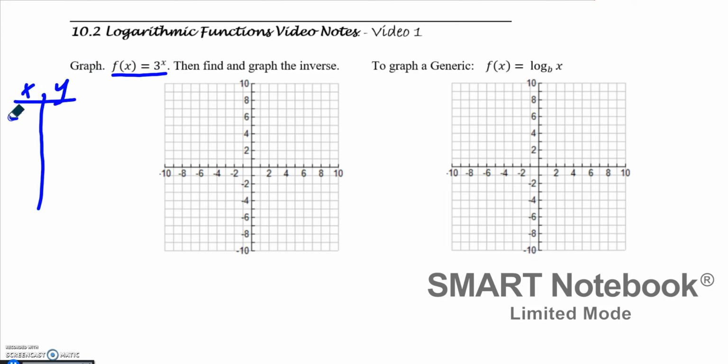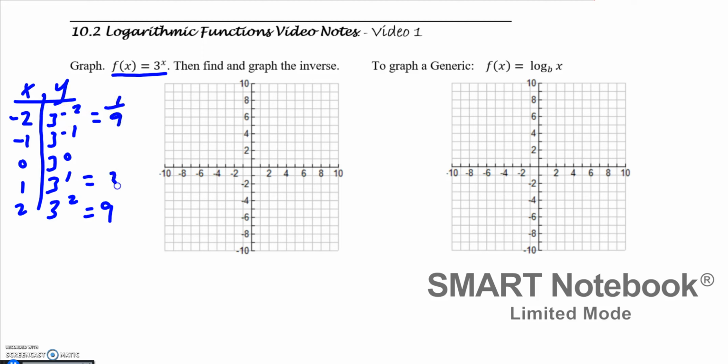X comma y, let's use -2, -1, 0, 1, 2: 3 to the negative second, 3 to the negative first, 3 to the 0th, 3 to the first, 3 to the second. Remember, 3 to the second is 9, so that means 3 to the negative second is not a negative number, but rather the reciprocal. 3 to the first is 3, so 3 to the negative first is 1/3, and anything to the 0th is 1.